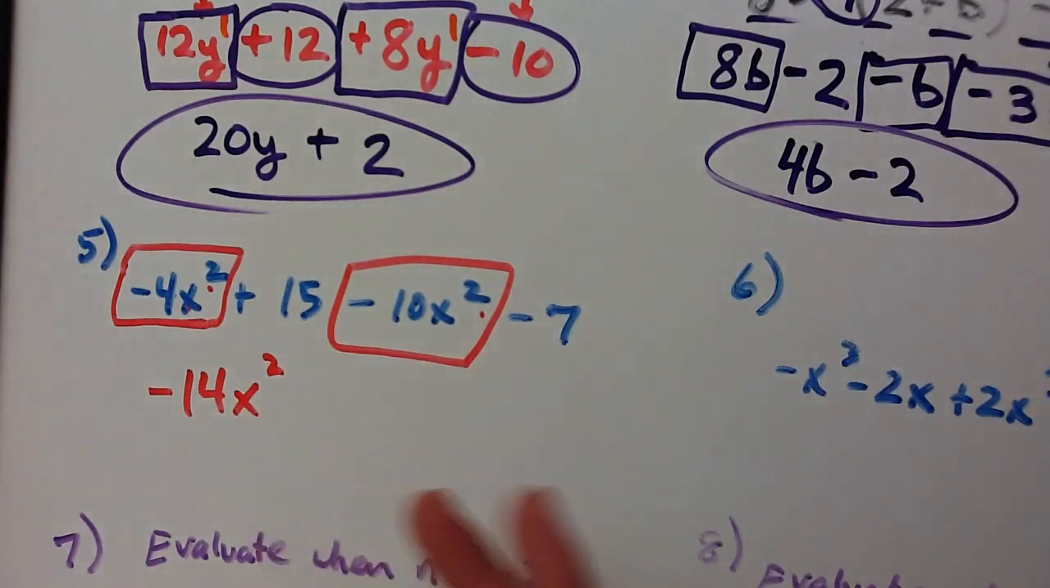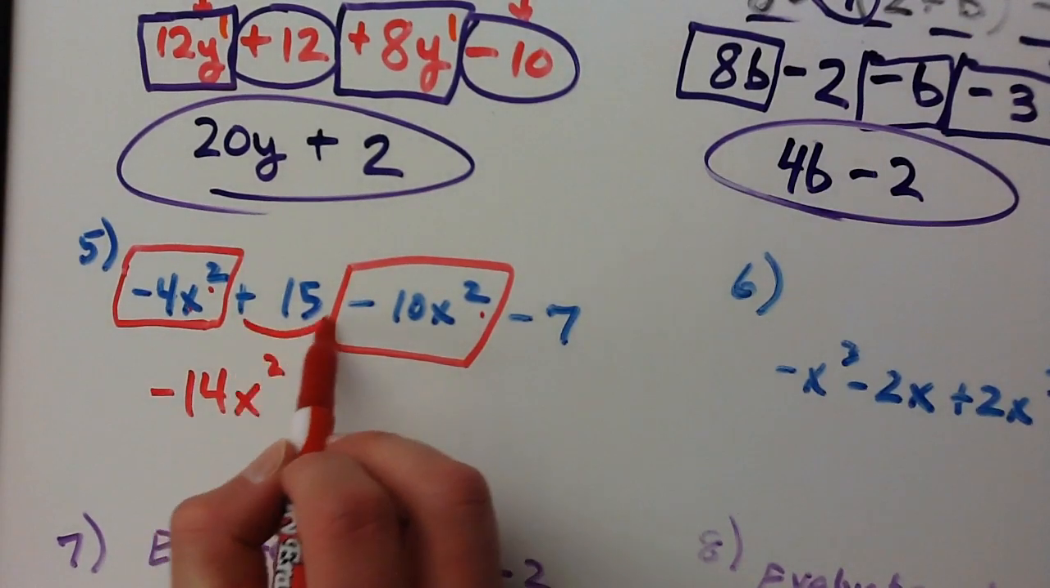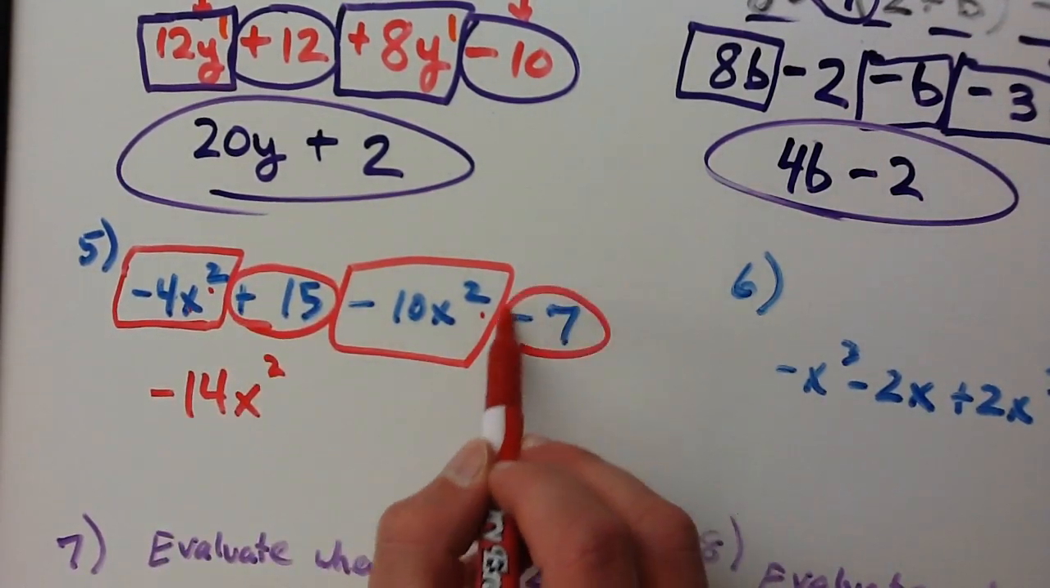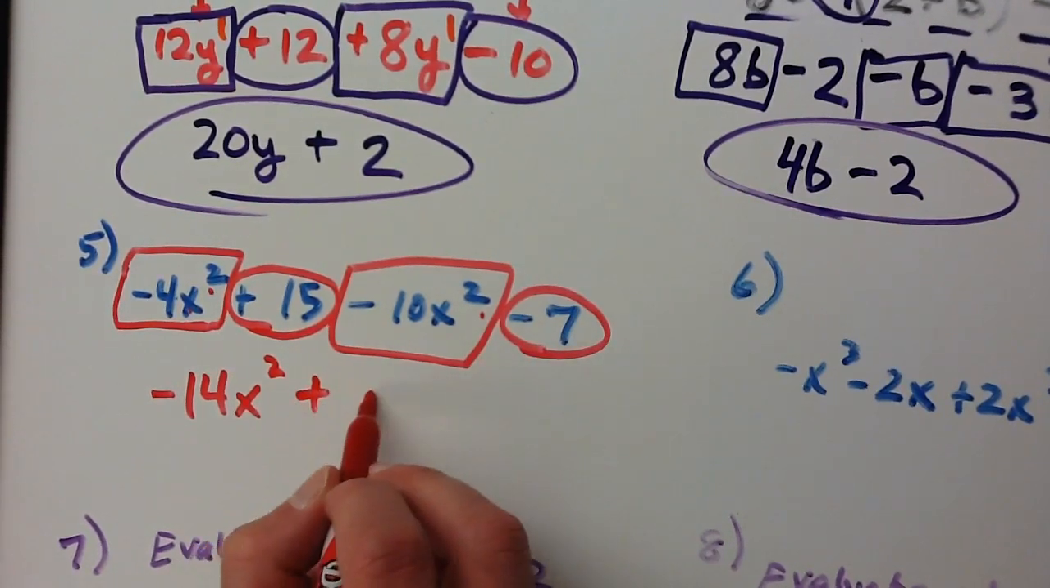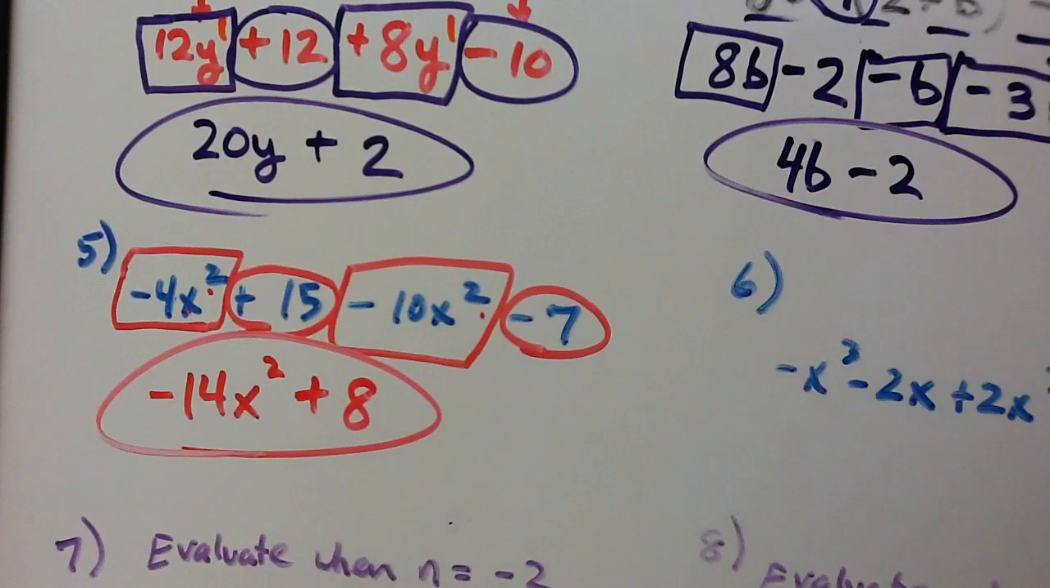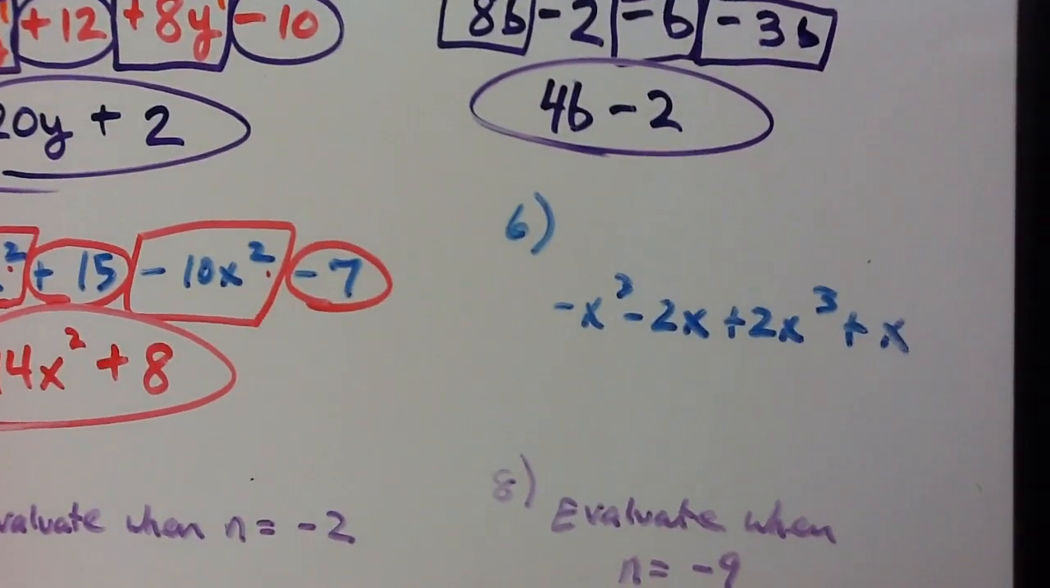Now, I have no x to the first terms, but I do have these constants. I have 15 and negative 7. So what's 15 minus 7? That is positive, so I'll put a plus sign, positive 8. This is my simplified expression, negative 14x squared plus 8. I can't add those. This has an x squared, that has no x or a squared. So negative 14x squared plus 8 is my simplified expression.